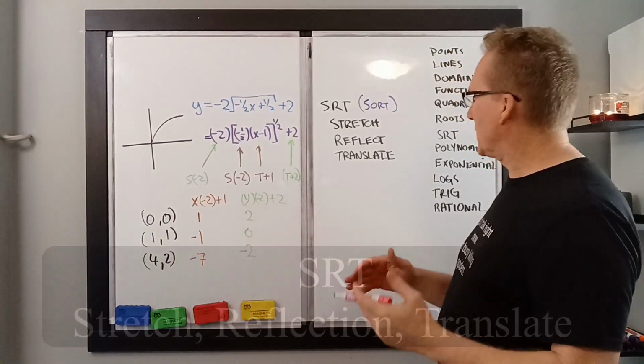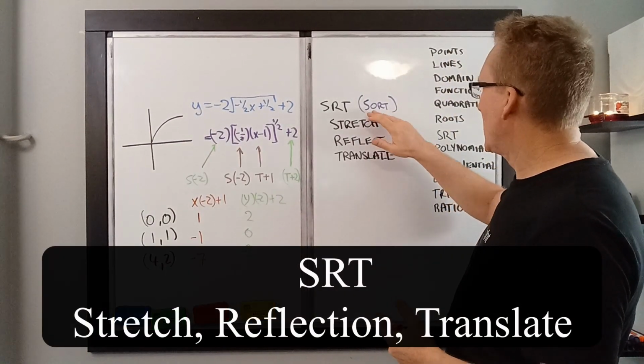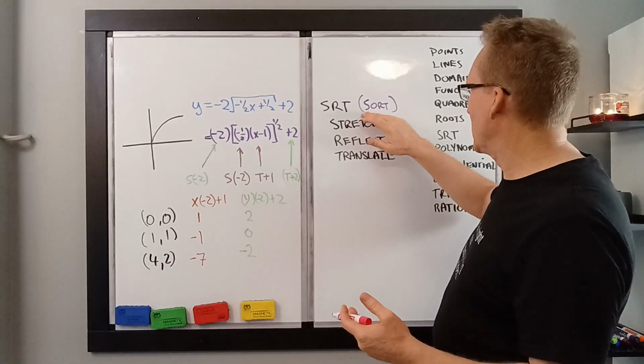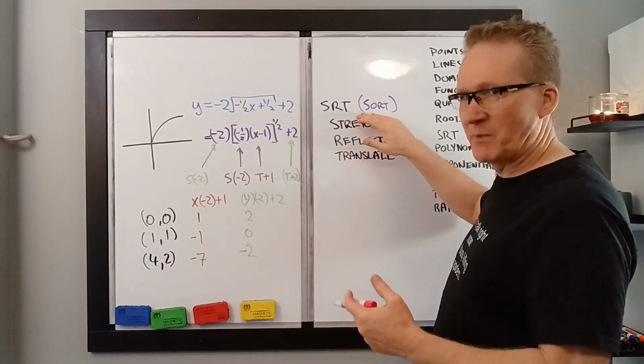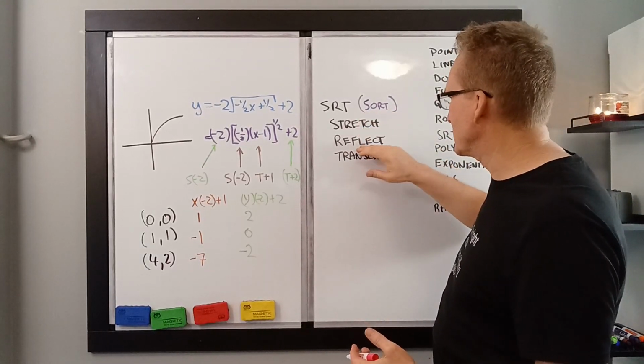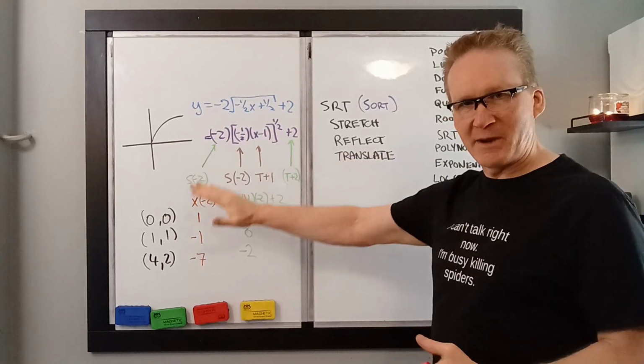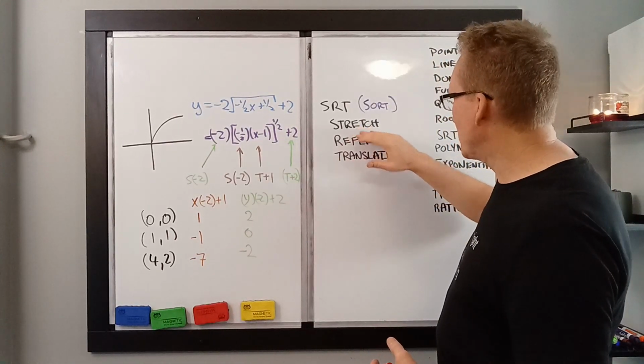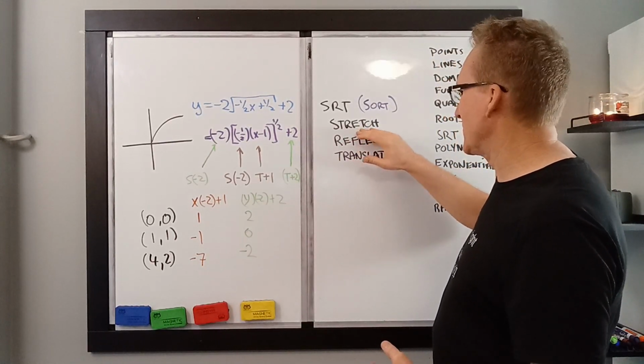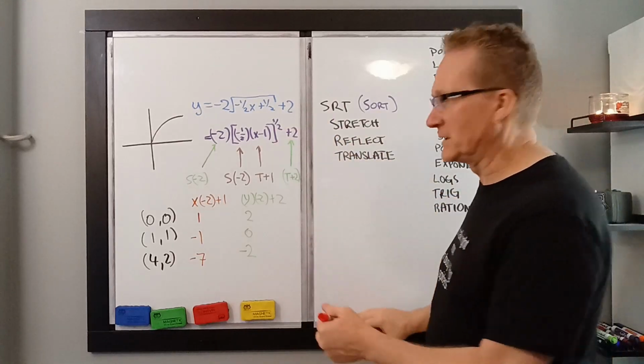Now let me do a quick review of SRT. I remember it by sort, SRT, because that's the order. This is sort of like BEDMAS. This is the order you need to do them. Stretch, reflect, and translate. If you're using my mathematical method, you can do your stretch and your reflection at the same time. So let me give you a practical example here.